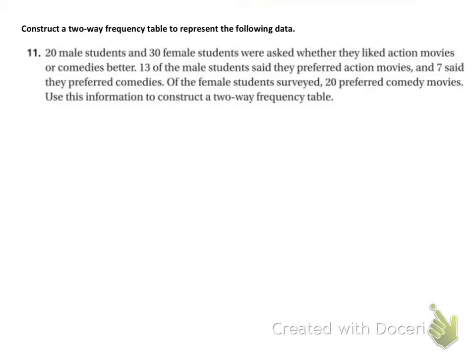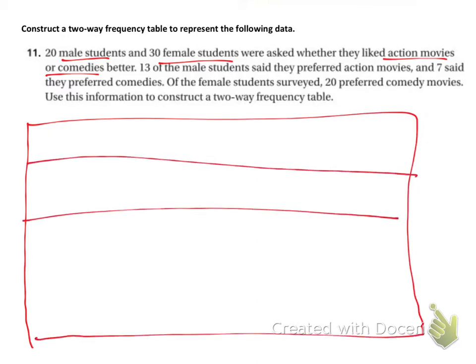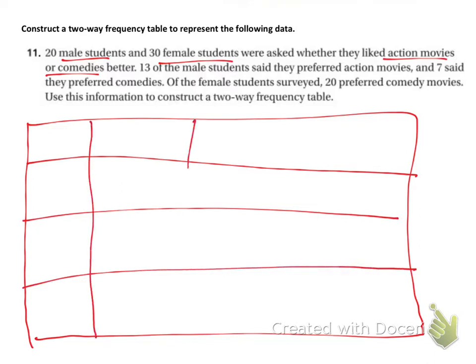If there's 2 variables, so we have male students and female students, so there's 2 variables on one, and then there's action movies and comedies on the other. I can just make a big graph like this. And what I want to do is do 3 lines this way, and then 3 lines this way. Just remember that this one's going to be blank. Don't put anything in there.